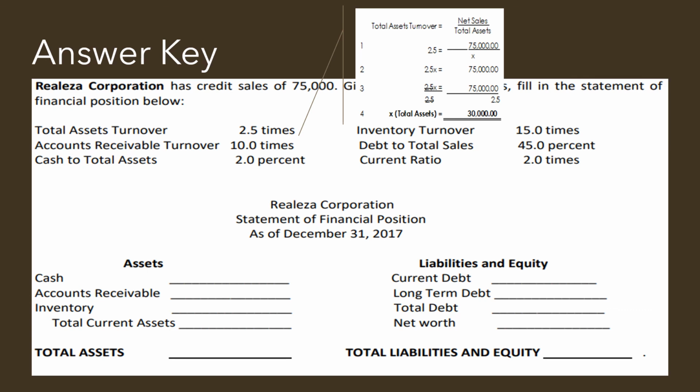So, ano ba ang formula? Total assets turnover is simply your net sales over your total assets. So, if your total asset turnover is 2.5, ito yung formula mo. So, then, itong side na to is 2.5 equals your net sales. Wala namang other info for your sales eh. So, assuming this is your net sales na rin, your credit sales.